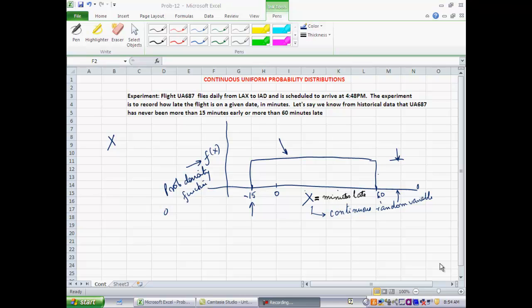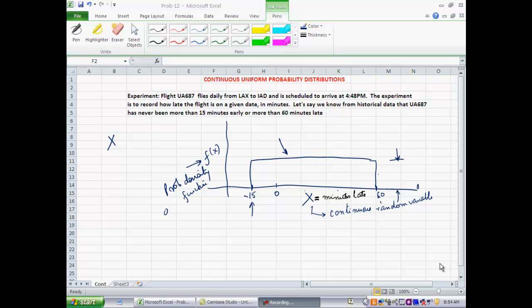In this segment, we will discuss continuous uniform probability distributions. In the previous segment, we've been introduced to continuous distributions, and we will look at a specific form of it in this one. So consider the following experiment.